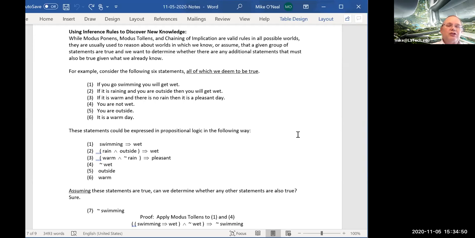I'm also telling you that you are not wet. I'm telling you that you are outside, and I'm telling you it's a warm day. So the first thing we want to do, if we want to reason about these statements, is we have to translate them into propositional logic.